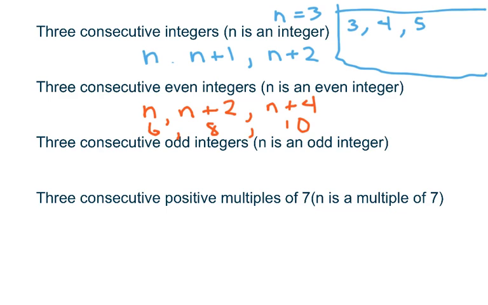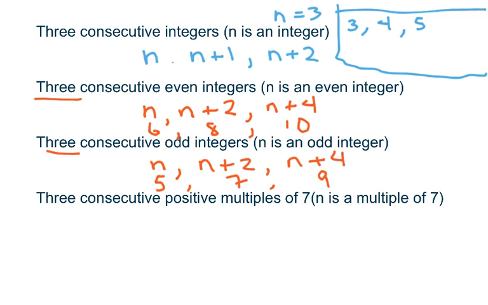3 consecutive odd integers is the same thing, but you start out with an odd integer. So it's n plus 2, n plus 4, and that's because we're doing 3 here. So if my odd integer is, say, 5, I start with 5, add 2 to it, I get 7. If I add 4 to 5, I get 9. So you have 5, 7, and 9.